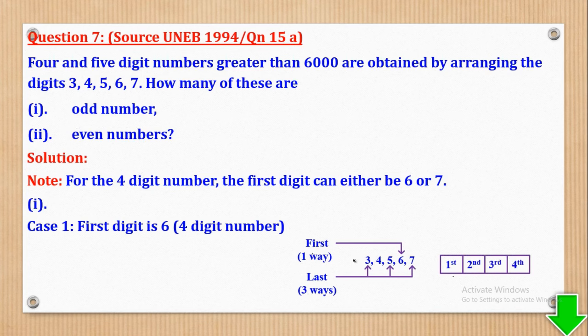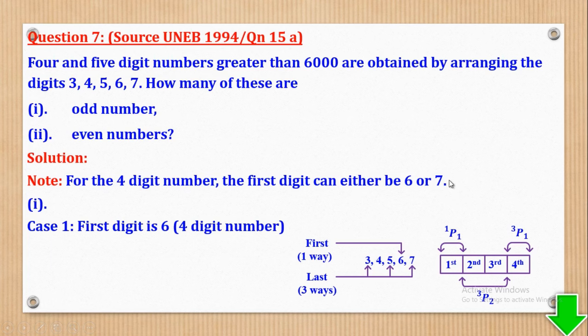The first position has only one way, so it will be 1 permutation 1. The last digit has three ways, so it will be 3 permutation 1. And for these two, when you remove 2, there are three options, so three ways to pick, so it would be 3 permutation 2. That is the first case.